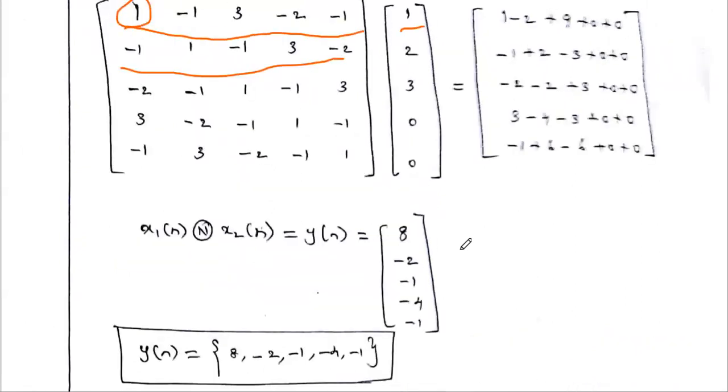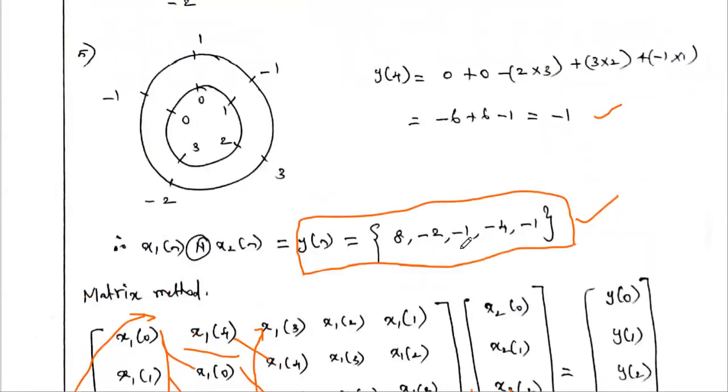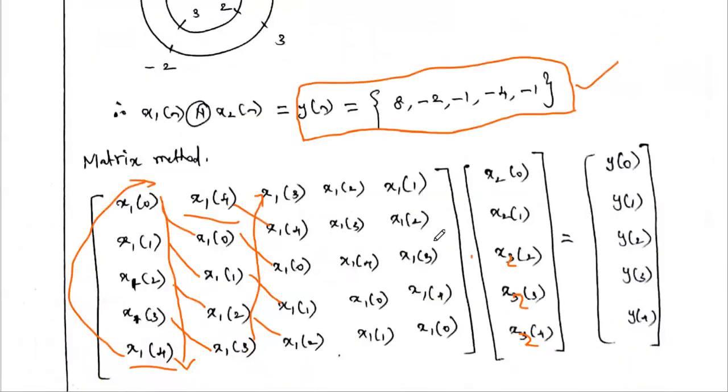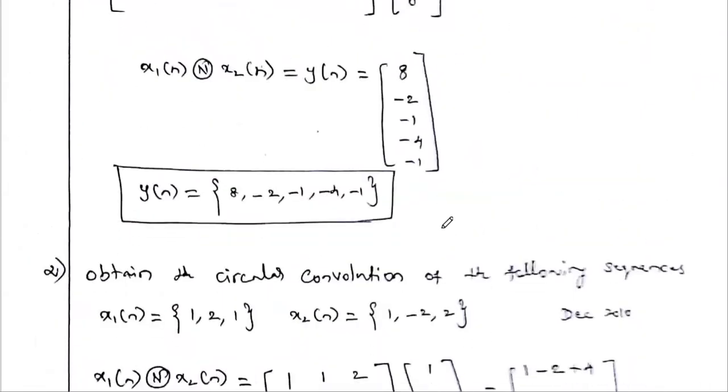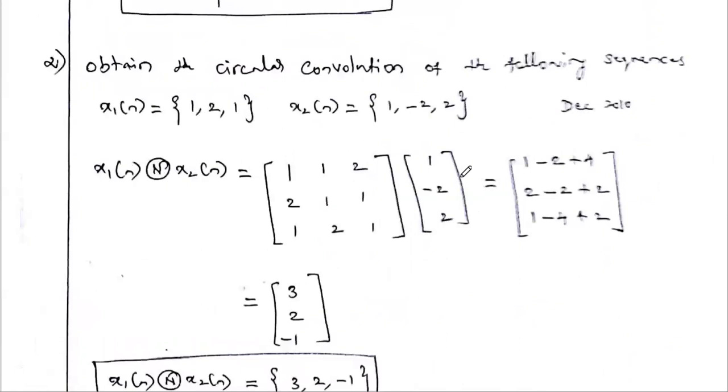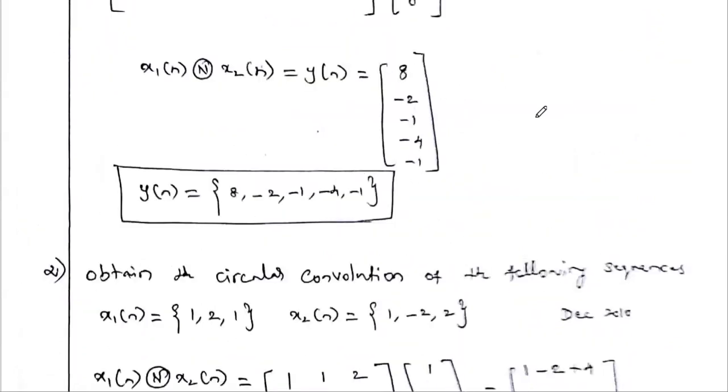Okay, so just you see, the answer obtained in the concentric circle method, the same answer we will get in the matrix multiplication method. In any method we will get the same answer only. So this is the matrix multiplication method. And this is about the circular convolution process. The next topic, the overlap save method and overlap add method, we are going to solve.